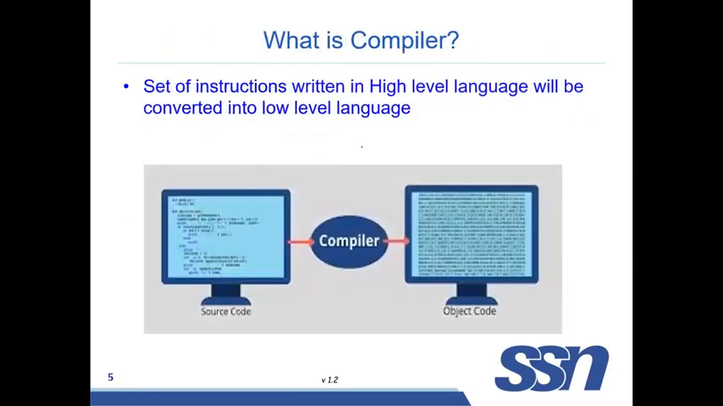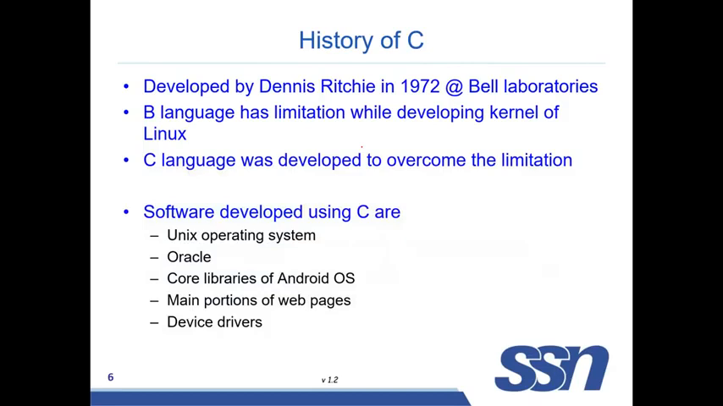Now the programmer is comfortable with high level language, but the computer is comfortable with low level language. So who is going to translate the high level language into low level language? A compiler is there. So the programmer need not worry. He can write the program in high level language, and there is a compiler which is going to convert that high level language into binary language so that the computer can understand, right?